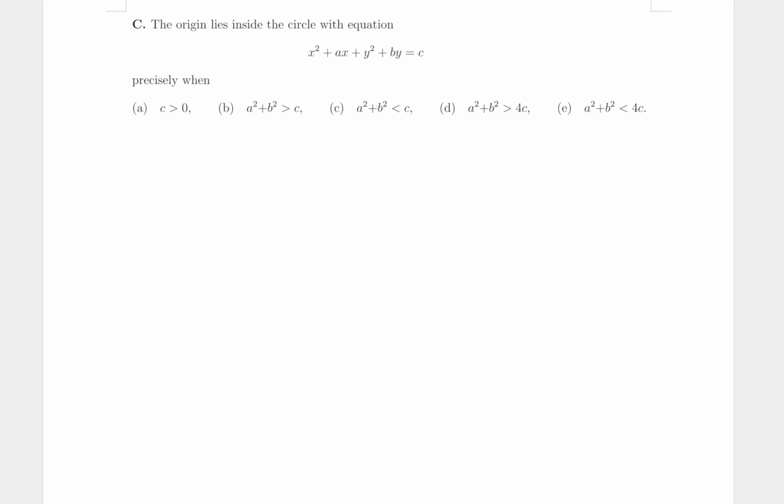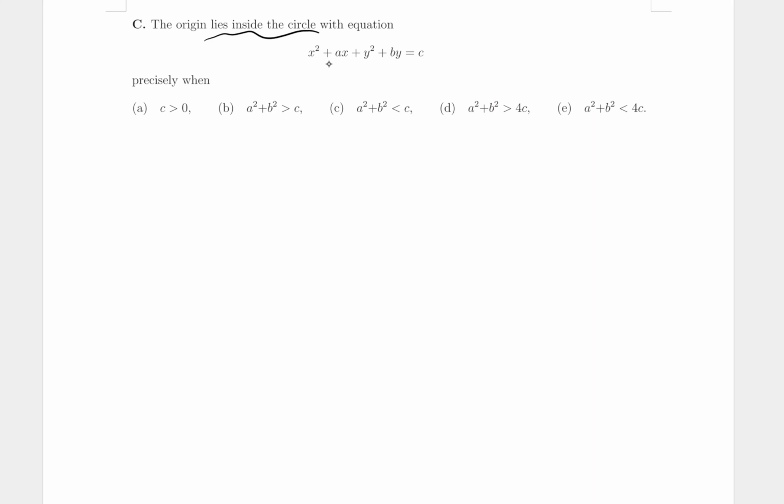Okay, question 1C. So the origin lies inside a circle with this equation precisely when what happens? Technically, when we determine if a point lies within a circle or not, there's a trick. I'm not sure if you guys have heard of a trick before. For example, it has to lie inside, right?